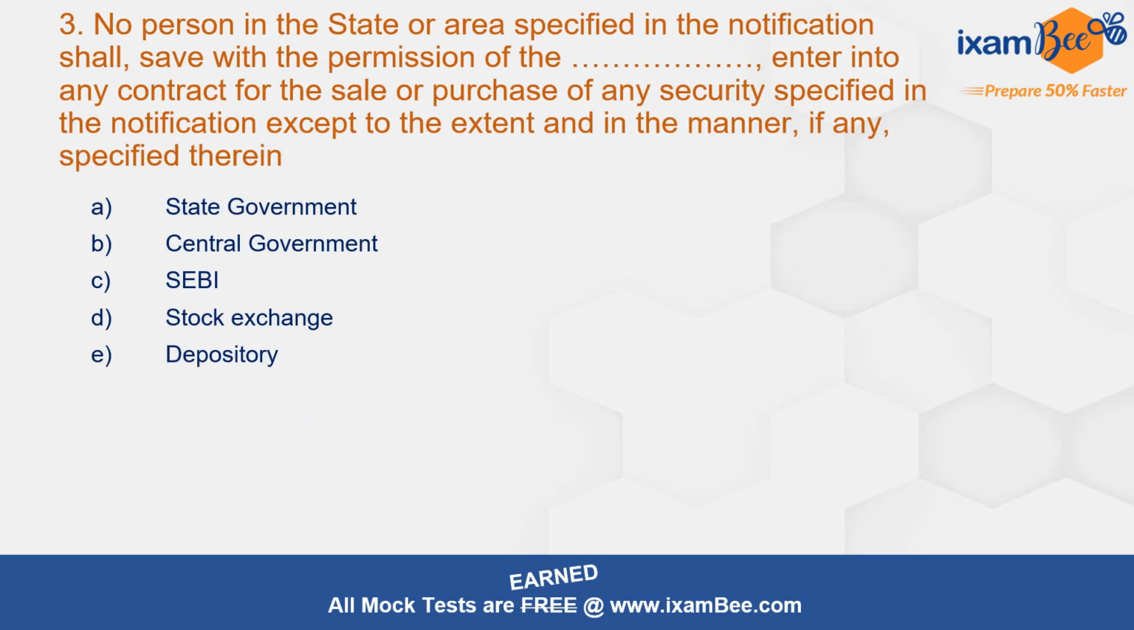Question 3. No person in the state or area specified in the notification shall, save with the permission of dash, enter into any contract for the sale or purchase of any securities specified in the notification, except to the extent and in the manner, if any, specified therein. The correct answer here is B, central government. So previous permission of central government is required in order to enter into any contract for the sale or purchase of any security which is specified in the notification. This is given under section number 16 of Securities Contract Regulation Act.